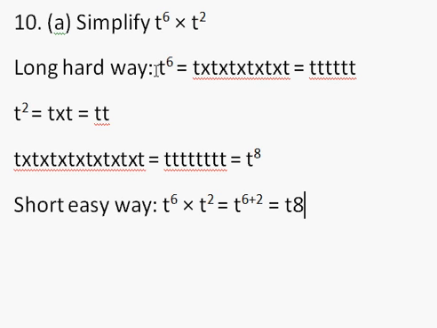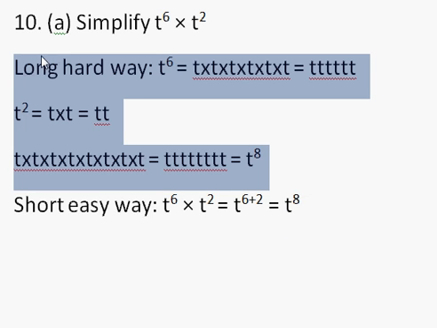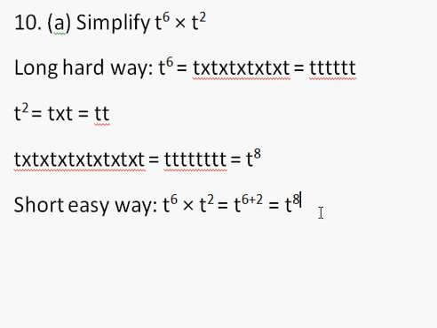If you don't understand why t to the power of 6 times t to the power of 2 equals t to the power of 8, it's explained up here. You can go over this again. Don't worry about it if you don't understand it. All you need to remember for the test is that if you have this t, this is called the base. So the base here is t and the index is 6. Here the base is t and the index is 2.